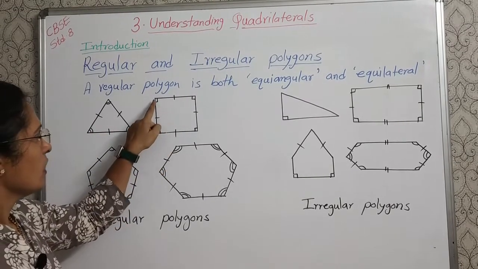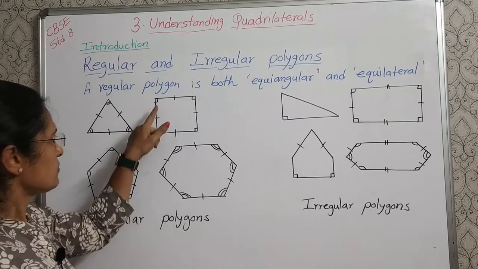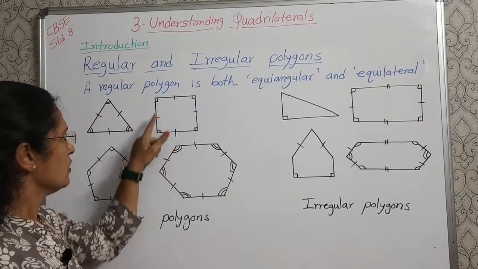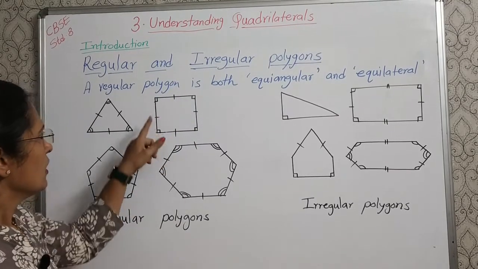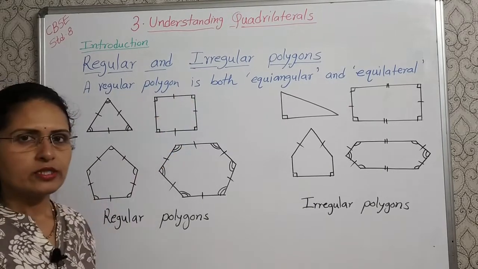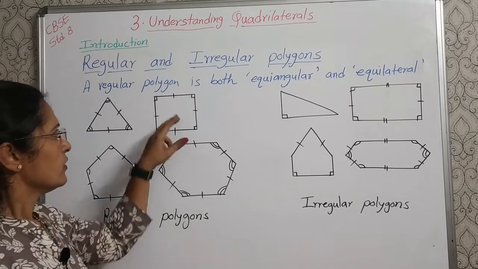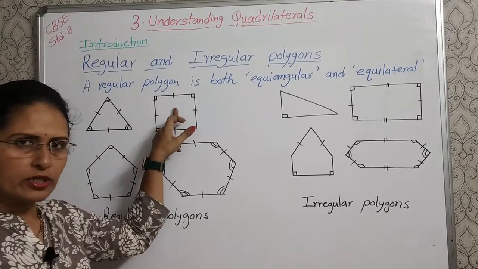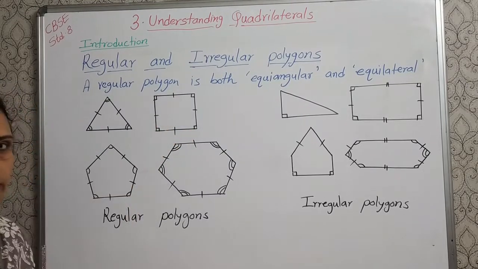Same here, this is a four-sided polygon, a quadrilateral. Each angle is shown as 90 degrees. So all angles are of equal measure, and the sides are also shown by the same marking. Therefore all sides' measurements are equal. Therefore this polygon is equiangular as well as equilateral, and therefore this is a regular polygon.